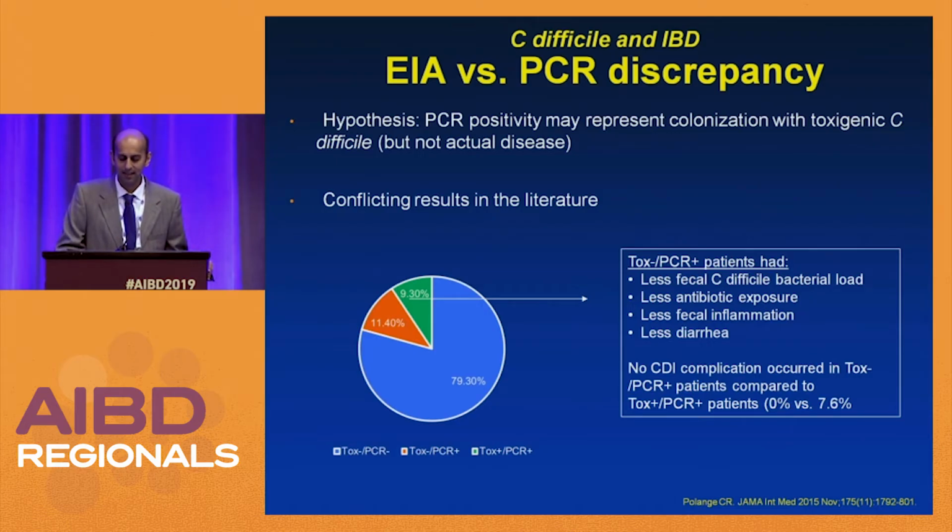And of these toxin negative PCR positive patients, none of them suffered a C. diff related complication, compared to the toxin positive PCR positive group, where about 8% had a C. diff related complication. So just be aware when you're interpreting the C. diff toxin ELISA discrepancy: if they're toxin positive, they clearly have the infection and should be treated. There is a subgroup of patients who are going to be PCR positive but toxin negative, where many studies show that group generally tends not to have poor outcomes.